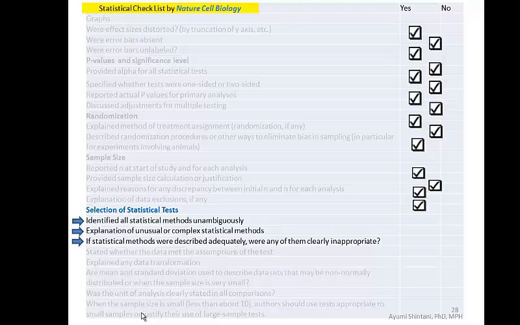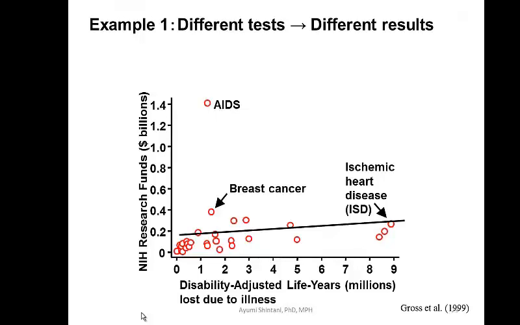Did you identify all statistical methods unambiguously? Are explanations of unusual or complex statistical methods given, are the statistical methods described adequately, and were any of them clearly inappropriate? So they are asking, do you know what is a proper statistical test to use and why that is important?